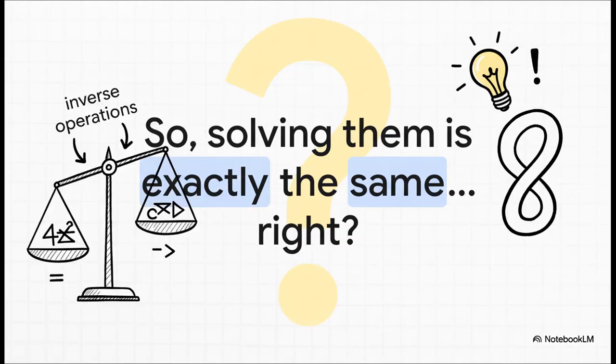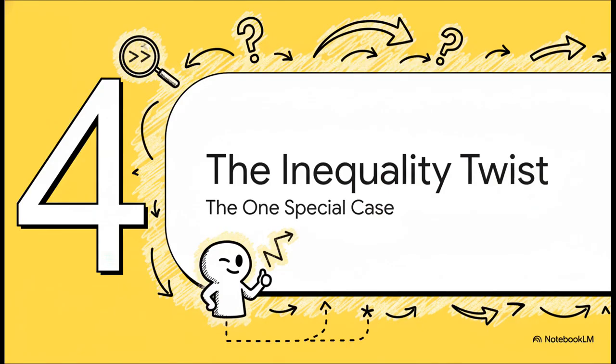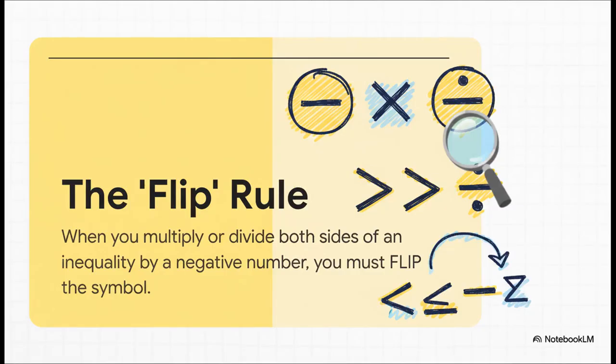So since they look so similar and they use the exact same balancing act with inverse operations, you would think the process is identical, right? Well, almost, but there's a twist. This is where the inequality sibling shows its unique personality. There is one special case, one little secret rule that only applies to inequalities, and you absolutely have to know it because it changes everything. And here it is, the one big secret, the flip rule. Anytime you multiply or divide both sides of an inequality by a negative number, you have to physically flip the direction of the inequality sign.